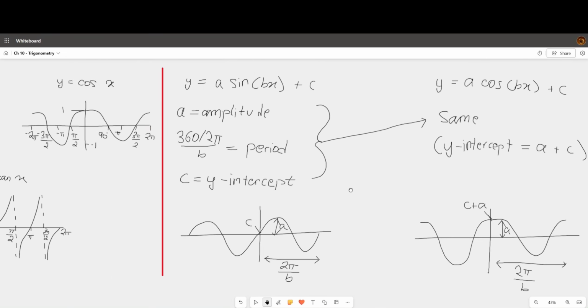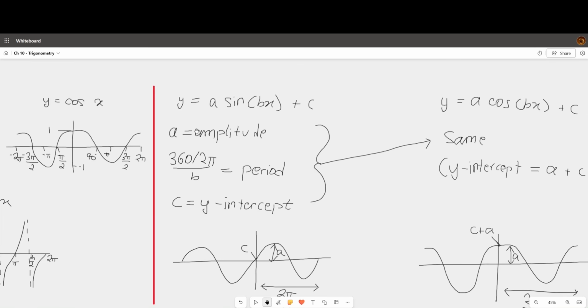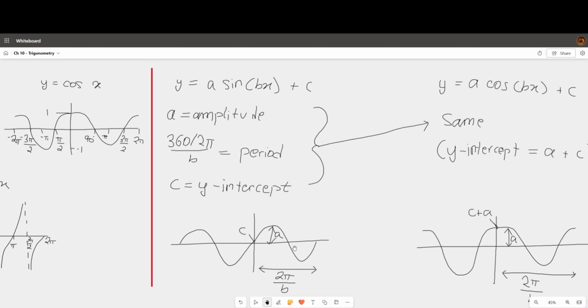Now, we come to the transformations. If you have a graph a sine bx plus c, a function like this, we say that a is the amplitude. So here, the distance from 0, the x-axis essentially, to the highest point of the graph. This distance on the y scale is the amplitude.